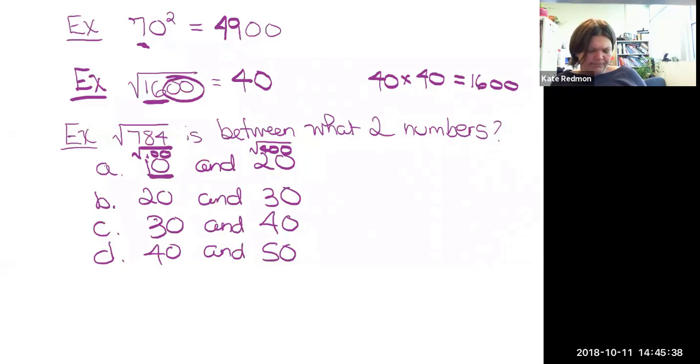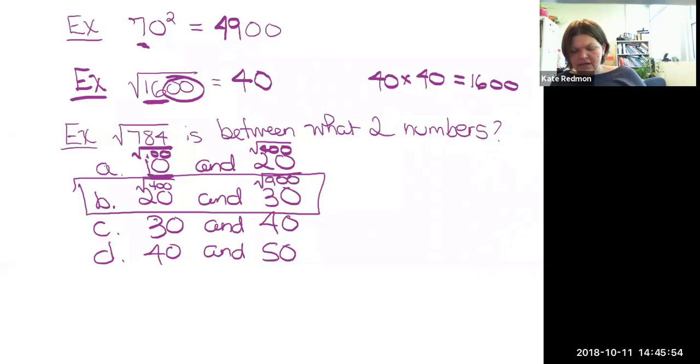So, I'm too small here. Come down here. Of course, 20 times 20 is still 400. 30 times 30 is 900. And see how the square root of 784, I might not know, but I know at least it's somewhere between 20 and 30, since the square root of 784 would be somewhere between the square root of 400 and the square root of 900. Very similar to those estimating problems we did earlier.